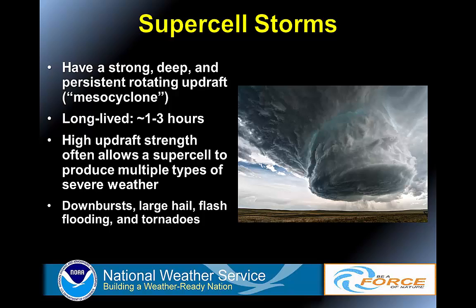Now, it's important to keep in mind that typically 1 in every 5 supercells spawns a tornado. However, supercell thunderstorms often become severe and produce hailstones at least 1 inch in diameter and/or damaging wind gusts of at least 58 miles per hour. In addition, supercell thunderstorms can produce flash flooding, especially when they follow the same path as other nearby thunderstorms.